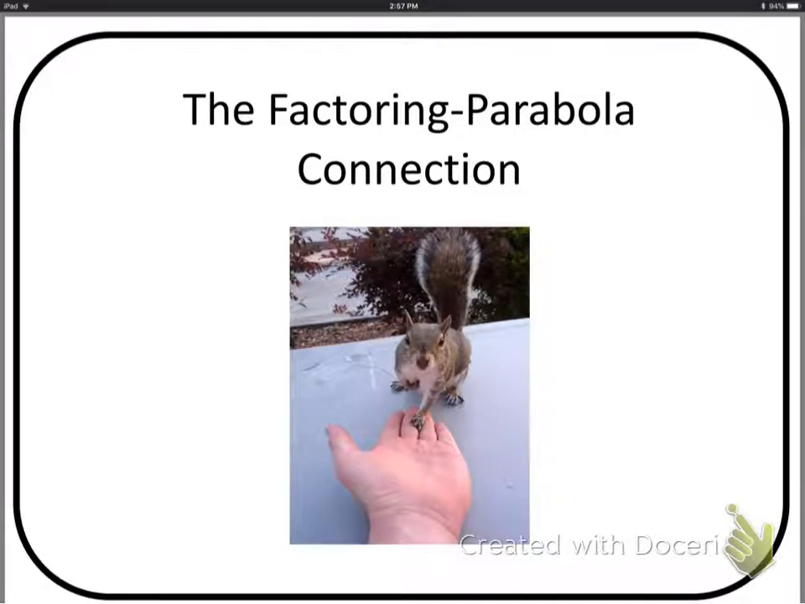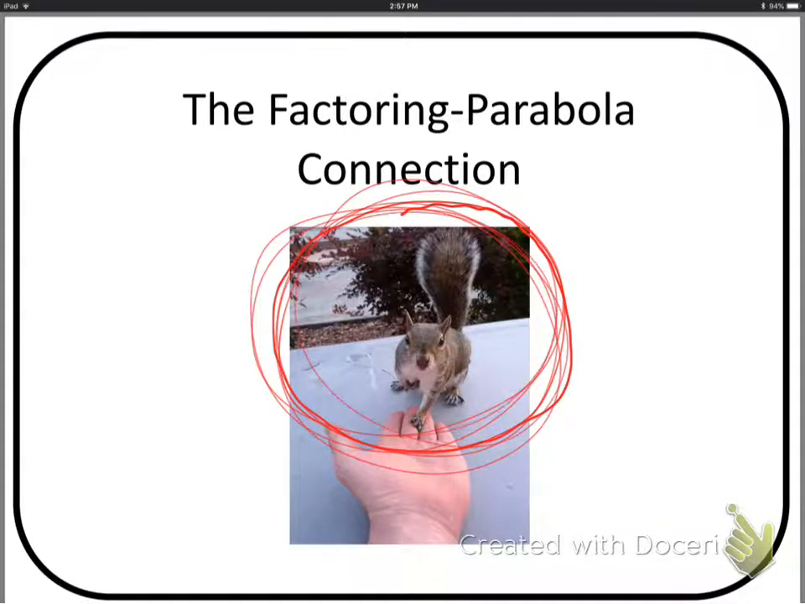The factoring parabola connection. So don't get too confused, you're in the right spot. I know this guy here is not a hamster, it's a squirrel, but don't be too alarmed.